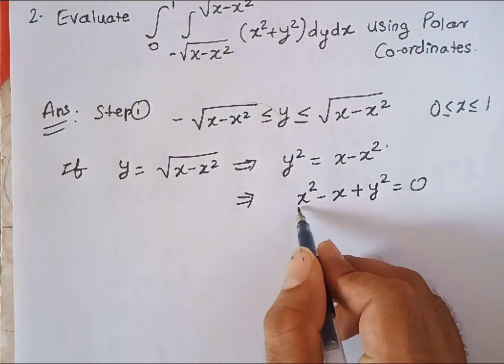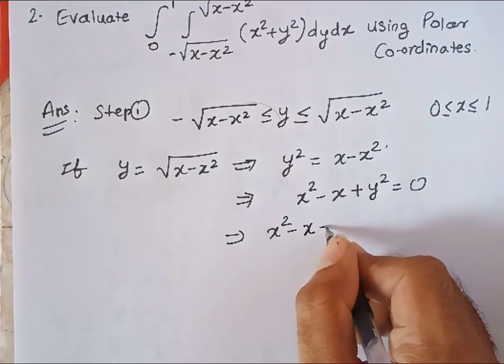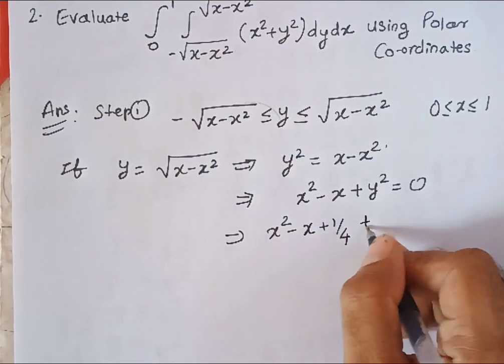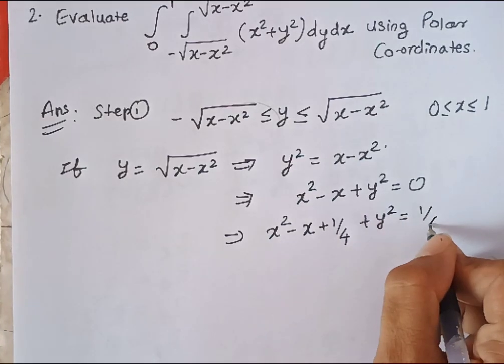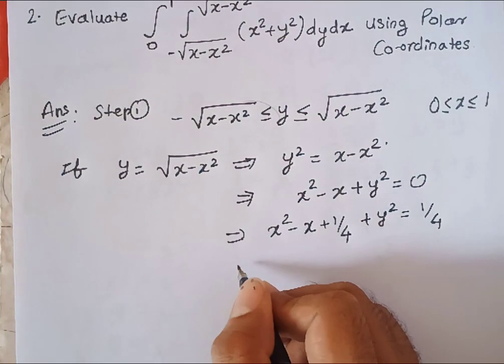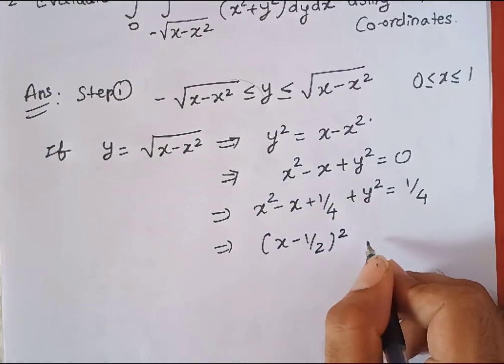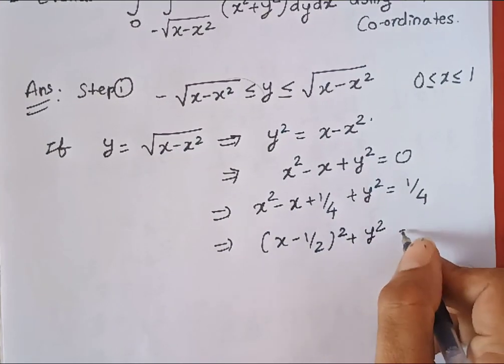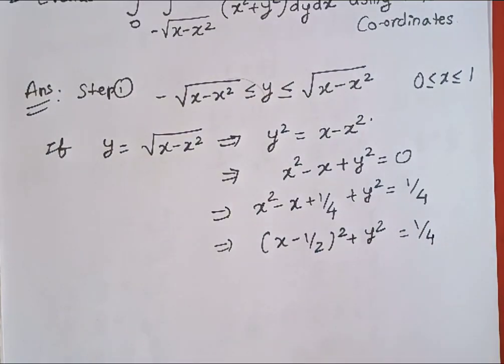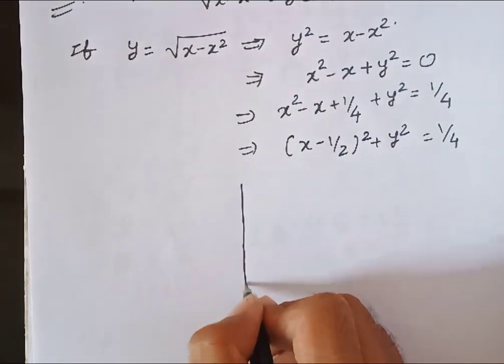Now I will try to complete the square. So I will write this as x square minus x plus 1 by 4 plus y square is equal to 1 by 4. I'm just adding 1 by 4 on both sides because I want to complete the square. And this is now a circle with center (half, 0) and radius half. Okay, so it looks like a circle now, and y is between these two curves. So let's try to draw this circle.